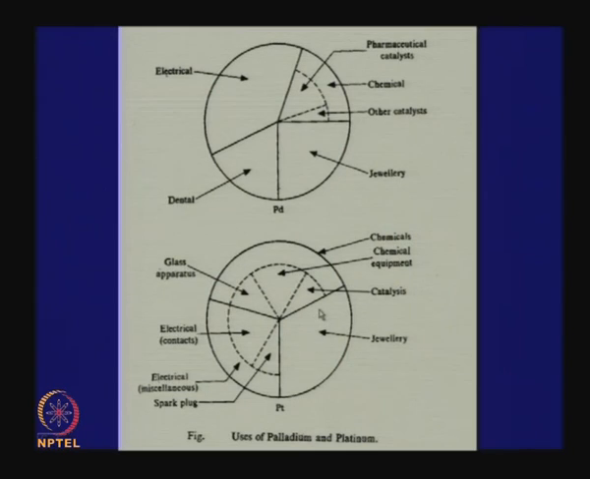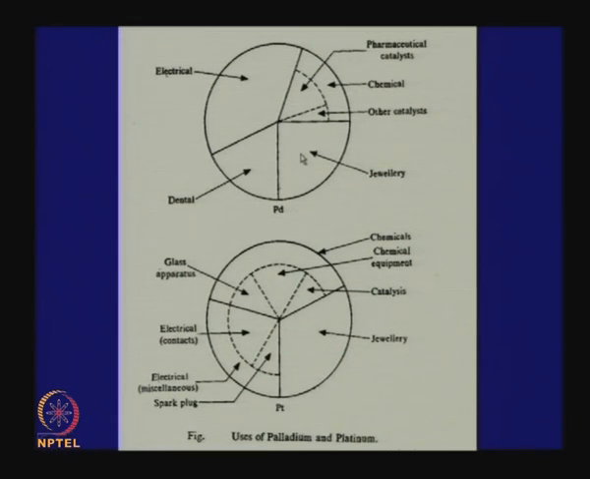It finds a lot of application as chemicals and chemical equipment. In catalysis, platinum serves as a very good catalyst in many reactions. We make chemical equipments and of course, glass apparatus. In many glass apparatus, we will have platinum. Electrical contacts, miscellaneous electrical applications, spark plugs, because platinum will not corrode, it has high electrical conductivity. So, these electrical applications are there.